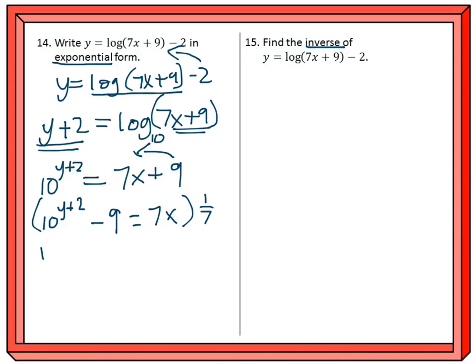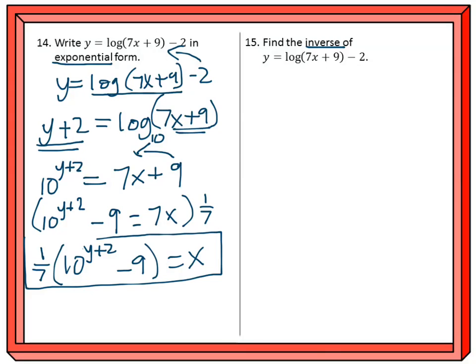And so I have 1/7 times 10 to the y plus 2, all of this minus 9, is equal to x. So here is this logarithmic equation written in exponential form.